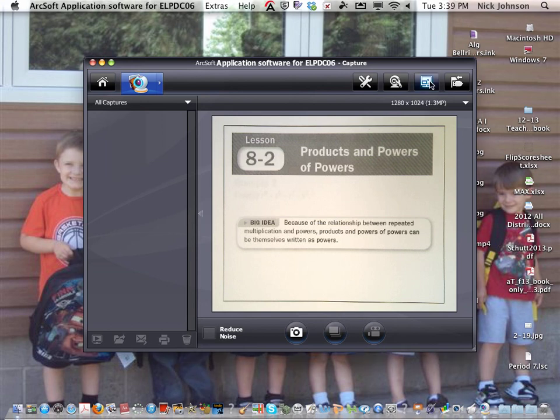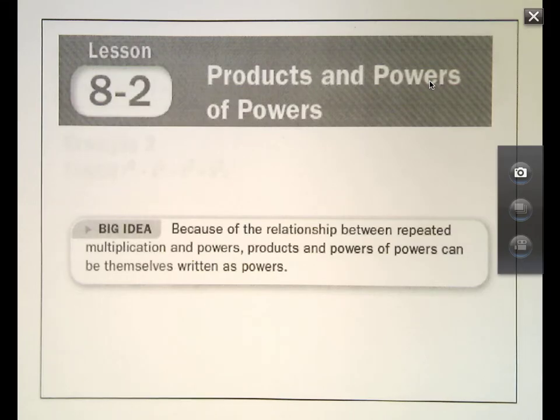So yesterday we started talking about the multiplication counting principle, and we started talking about powers and whatnot. Now, what happens when you multiply two bases together that share different powers, or you raise a power to a power, is what we're going to talk about today. Because of the relationship between repeated multiplication and powers, products and powers of powers can be themselves written as powers. So we're going to look at how to simplify these things.